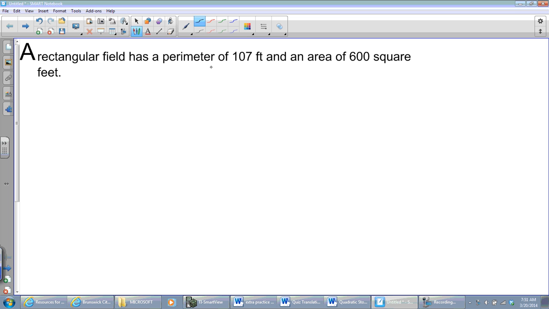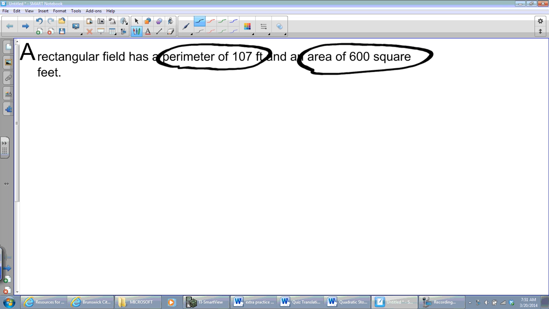Many of you would probably try to guess and check your way through this. Don't do that. It's simple. You see perimeter? I'm going to write an equation about perimeter. You see I need area? I'm going to write an equation about area. I'm going to write my two equations, and then I'm going to solve the system. But it's going to have a twist to it. Watch what's going to happen.